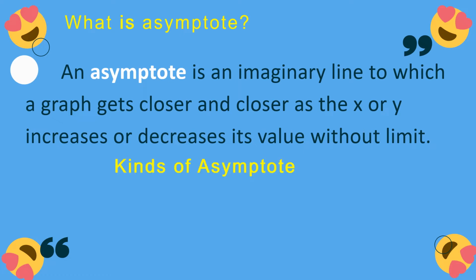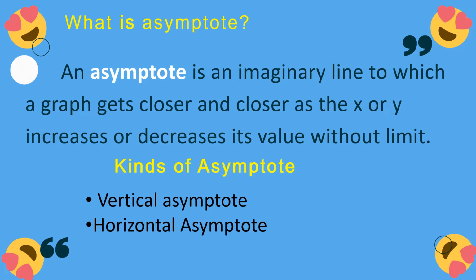We have three kinds of asymptote. The first one is the vertical asymptote, and the second one is the horizontal asymptote, and the third one is the oblique or slant asymptote. So, i-discuss natin yan isa-isa.